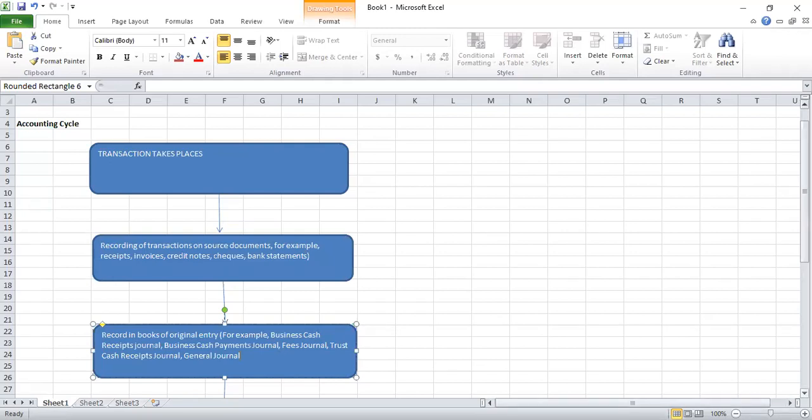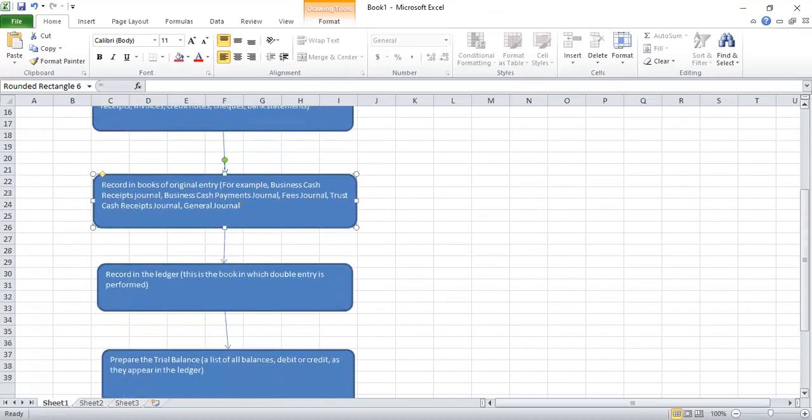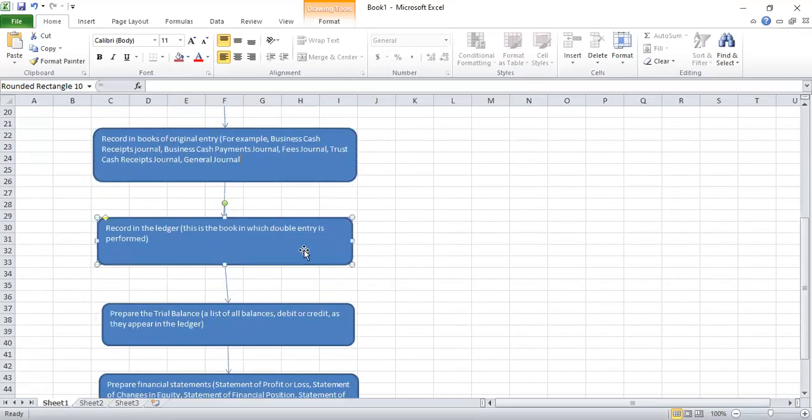Then after recording in the books of original entry, we post to the ledger. The ledger is where we do the double entry principle, which is the debiting and crediting of the amounts in the ledger. Right, after that, we prepare our trial balance. The trial balance will be a list of our balances as they appear in the ledger, our debit and credit balances. So we'll keep a list which is called the trial balance.